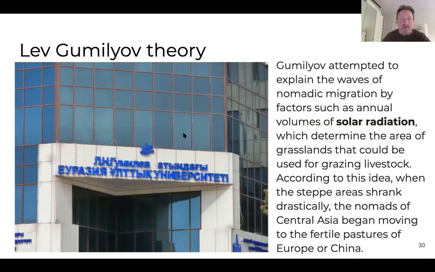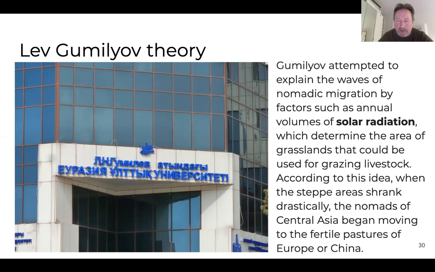And this is Lev Gumilov, Eurasia Kazakhstan University. It's in Kazakh language, which I don't know. Gumilov attempted to explain the waves of nomadic migration by factors such as annual volumes of solar radiation, which determine the area of grasslands that could be used for grazing livestock.